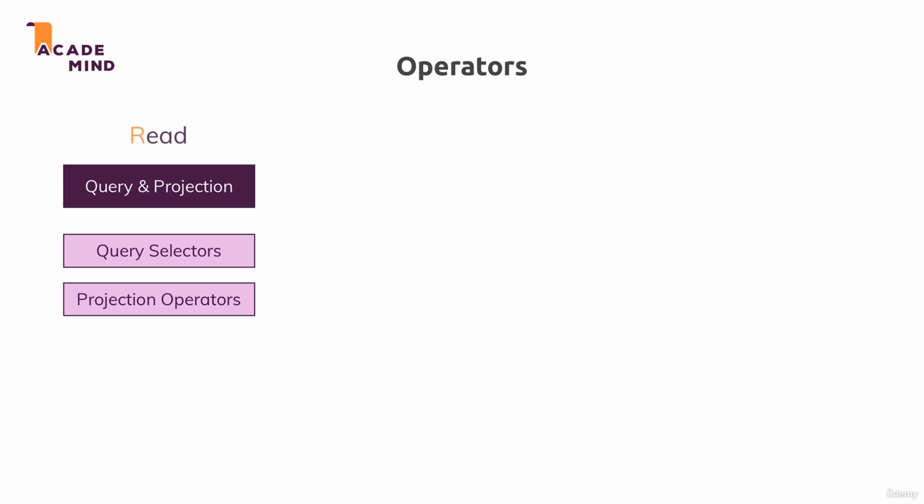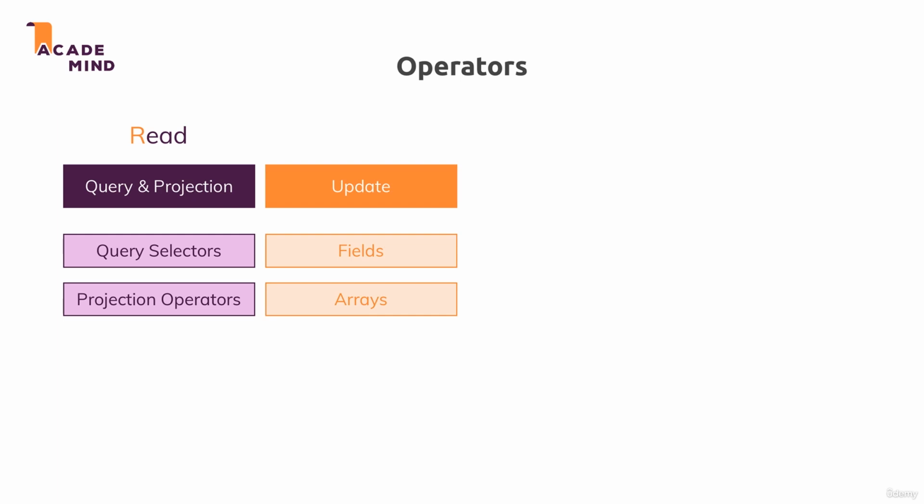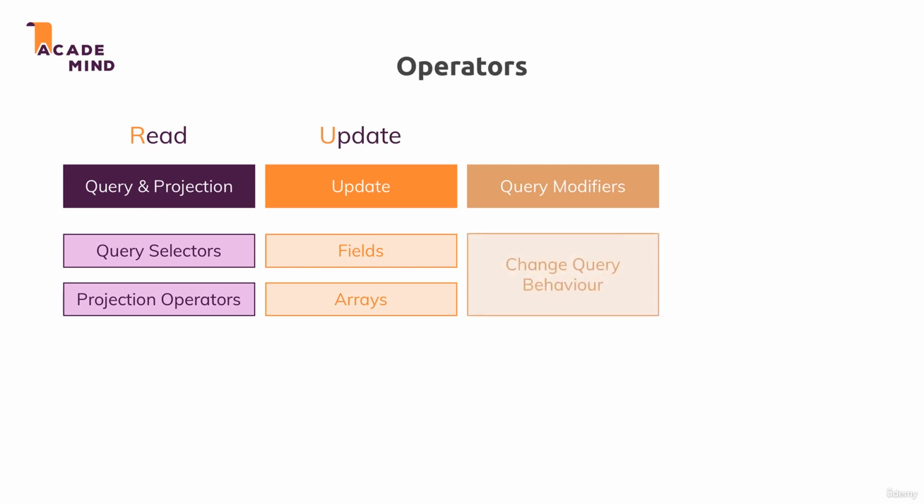These are read-related operators. Now, we'll also learn about update-related operators later, where we can basically update fields and arrays. And there are different techniques for operating on these things, so normal fields or arrays in a document. We'll learn about this in the update module, of course. And we also got query modifiers. Now, this allows us to change the query behavior, and this is deprecated now.